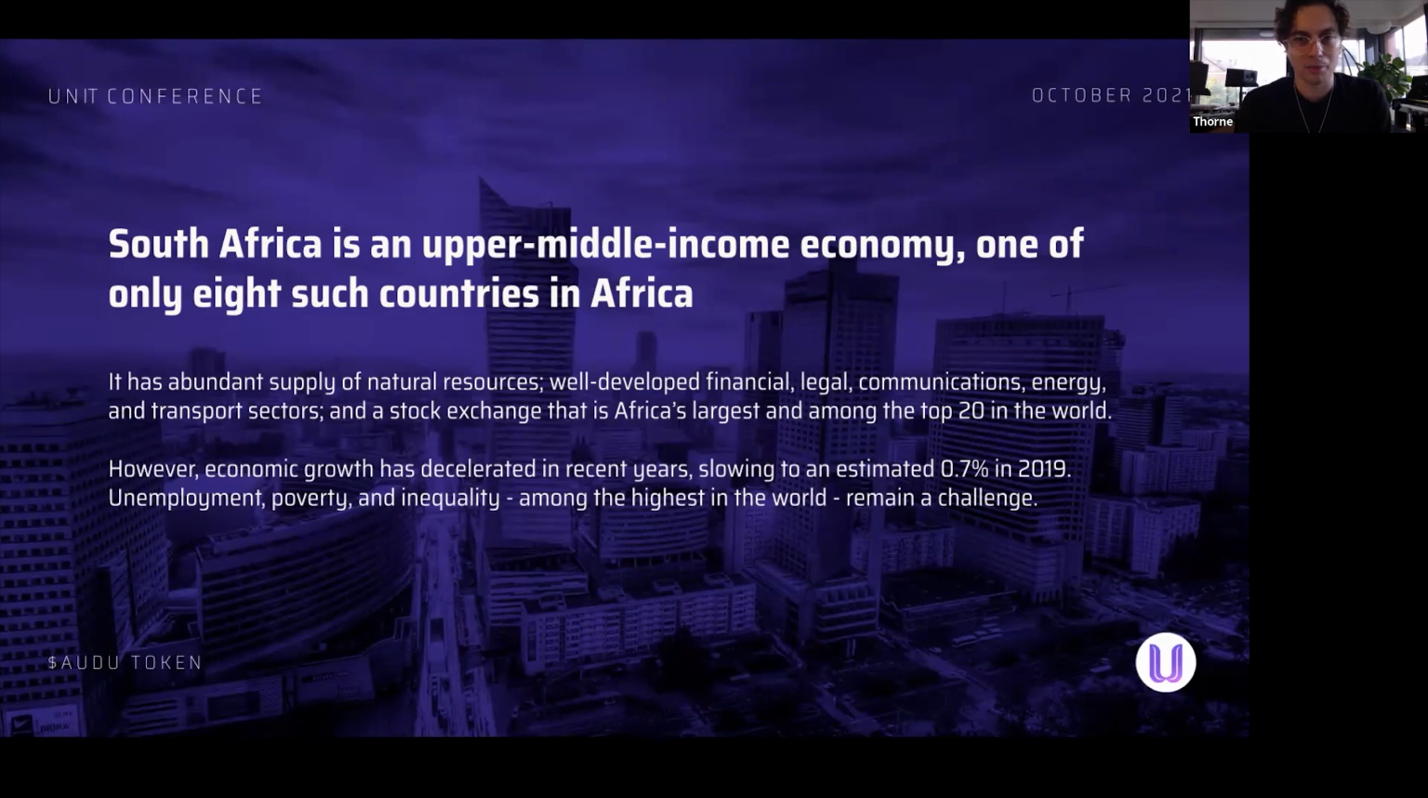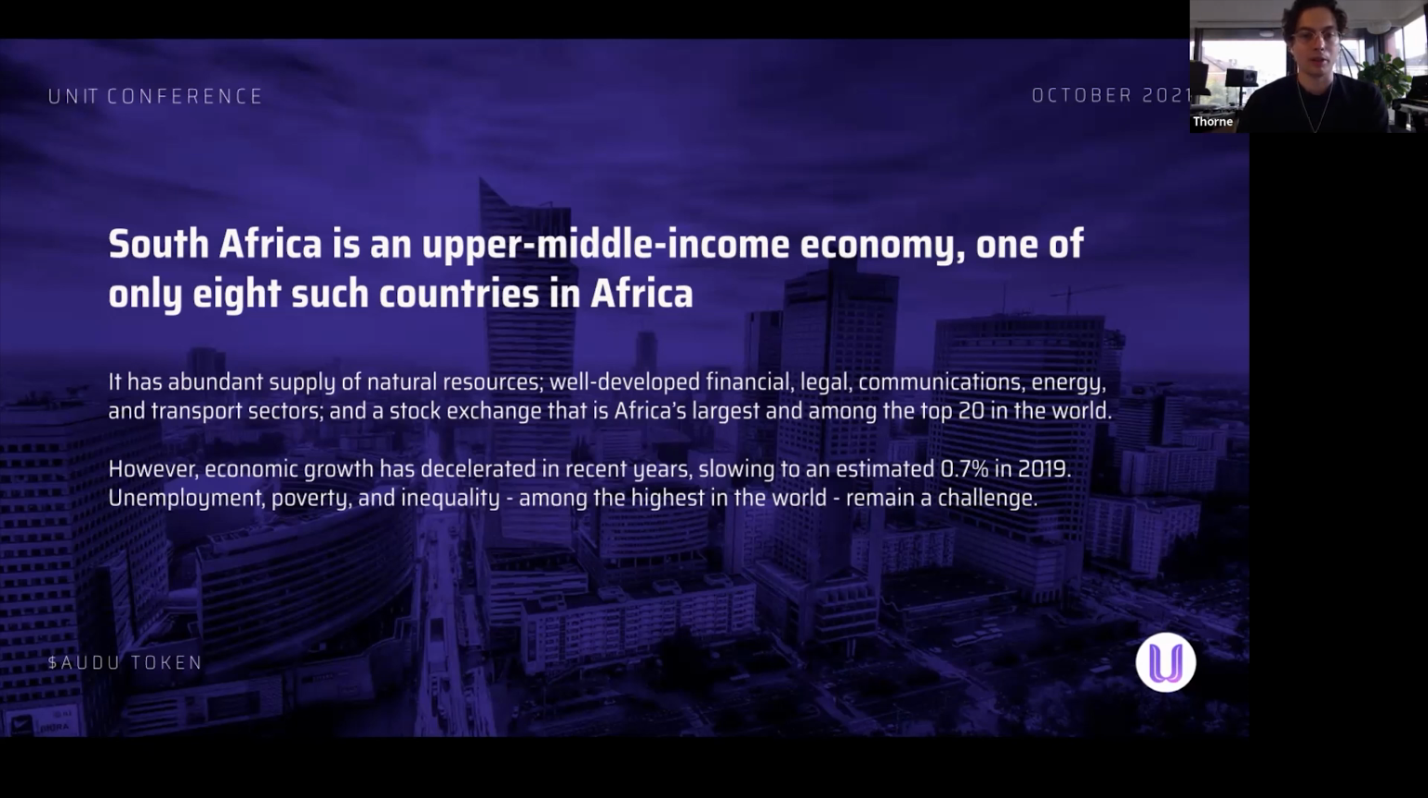So South Africa is an upper middle income economy, one of only 8 countries in Africa. So it definitely has an abundant supply of natural resources, well-developed financial, legal, communications, energy, and transport sectors, and a stock exchange that is Africa's largest and among the top 20 in the world. So this probably speaks to a lot of the exports that take place in South Africa. There's a lot of diamonds, there's a lot of gold, platinum. Again, we'll look a little bit closer at this very soon.